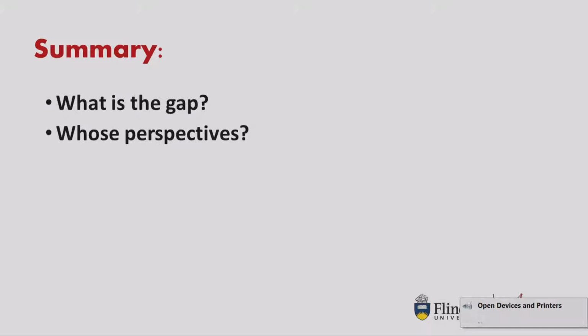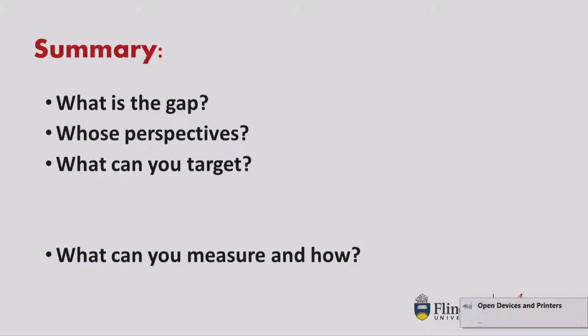So to sum up, the key questions from my perspective that relate to the design of the intervention are: what is the gap that you're trying to address? Whose perspectives are relevant to addressing it? What can you target? Can you reach the target in your intervention? And the last one, what can you measure and how in assessing the response? And I hope that I've given you some insights on the first 3, not so much on the last one, because I think I'm going to leave it to John, but I'll leave it here with my contact details.